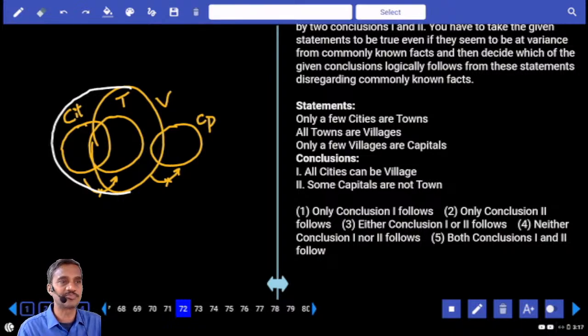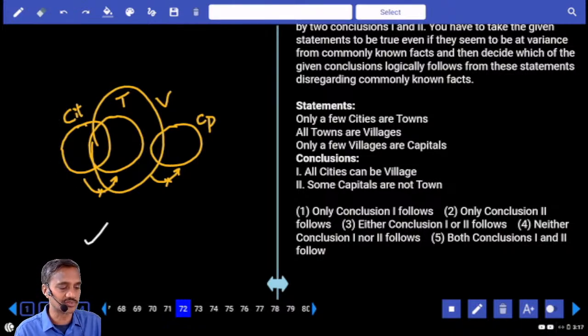Entire city cannot be a part of town. City can be a part of village. Then next one. And some capitals are not towns. Some capitals are not towns means these are the capitals that are not towns. That is definitely true.